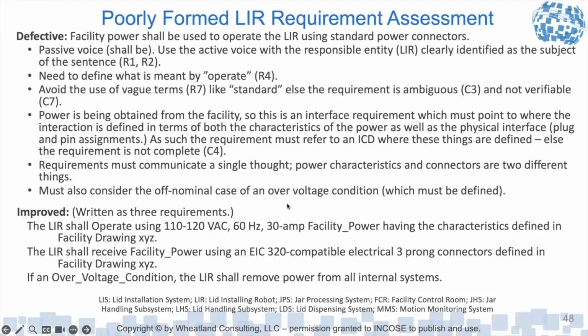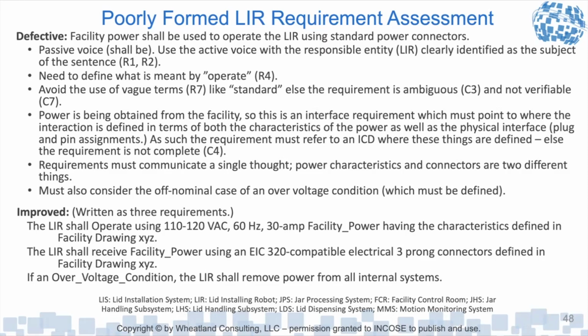Written as three requirements. The LAR shall operate using 110 to 120 volt AC 60 Hz 30 amp facility power, having the characteristics defined in facility drawing XYZ. If I go to that drawing, there'll be a table that talks about the exact voltage range, the current range, any noise, startup transients, and so on.